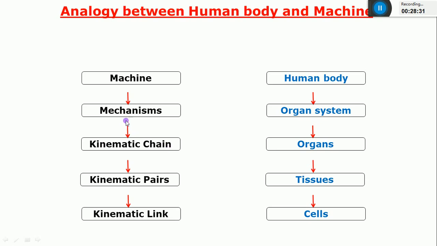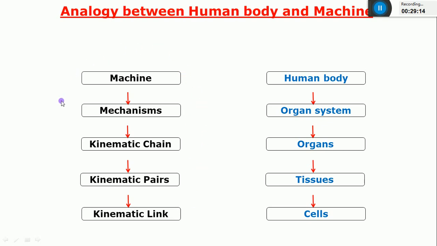Don't worry too much about what this kinematic chain is; I'll explain in detail. Just take the outline. The kinematic chain is made of kinematic pairs. A kinematic pair is made of kinematic links. The kinematic link is the basic unit. In the next slide I am going to explain what is link, pair, chain, mechanism, machine. So please take at least one minute and write down these headings. The outline is clear, so it is easy to remember, and there will not be any confusion.